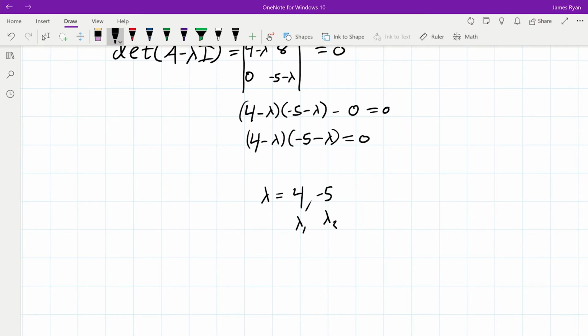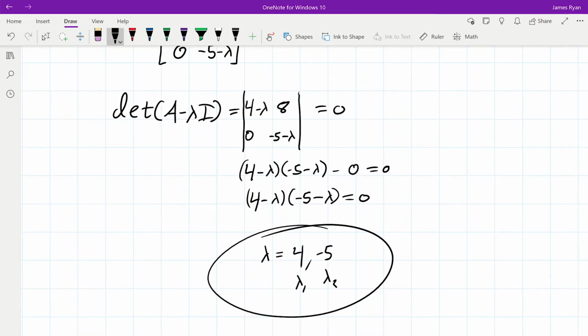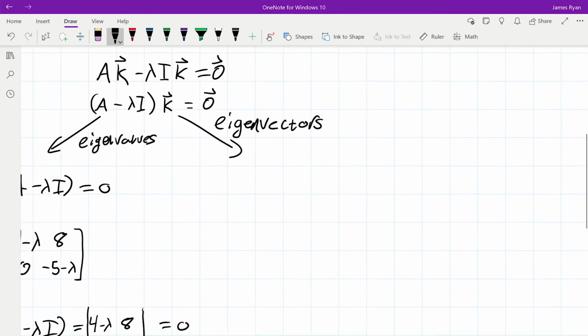And not all eigenvectors will share eigenvalues. There are some cases where they do, but you always want to number both the eigenvalues and eigenvectors and keep the numbering the same. So eigenvector k1 is associated with eigenvalue lambda 1, which just makes things easier in the long run. Okay, so we have the eigenvalues. Now let's go find the eigenvectors.